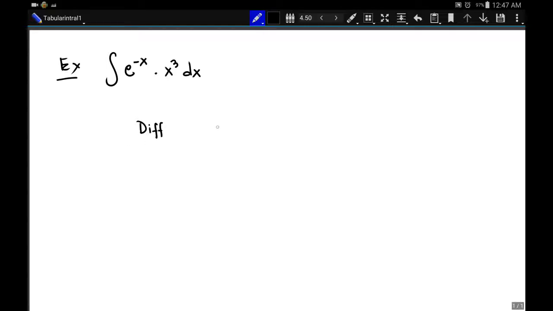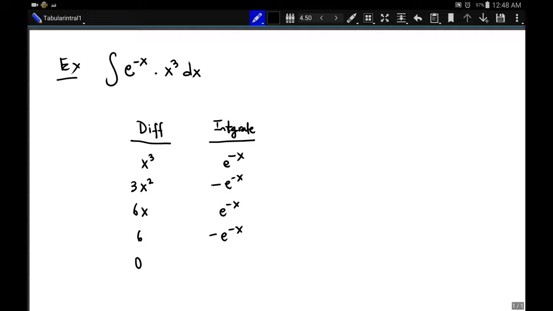It's called differentiate and integrate. So the differentiate part would be the polynomial part, and the integrate part is the rest of it, e to the negative x. So let's differentiate x cubed. You get 3x squared, differentiate one more time 6x, and differentiate one more time 6, and then differentiate one more time 0. If you integrate e to the negative x, you get negative e to the negative x, e to the negative x, negative e to the negative x, and then e to the negative x.